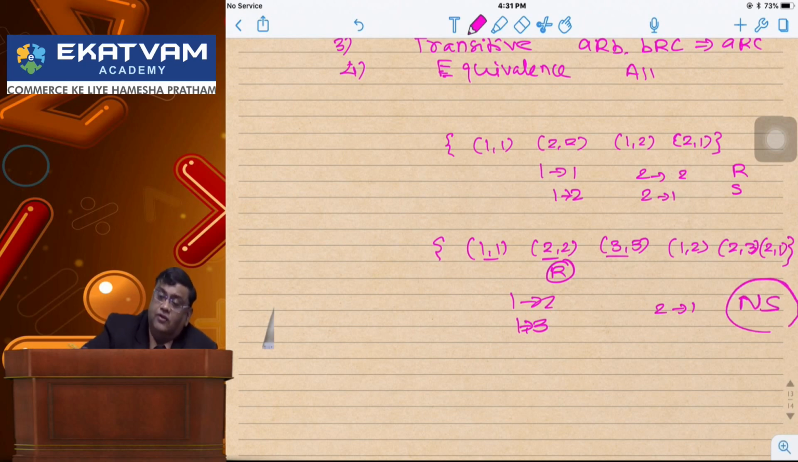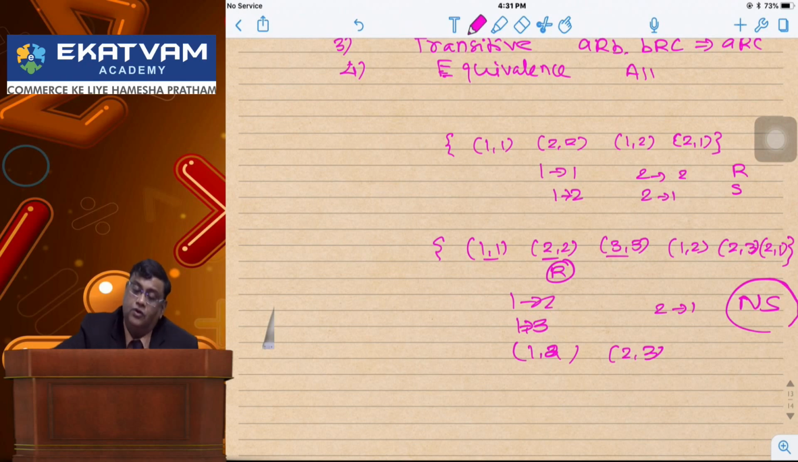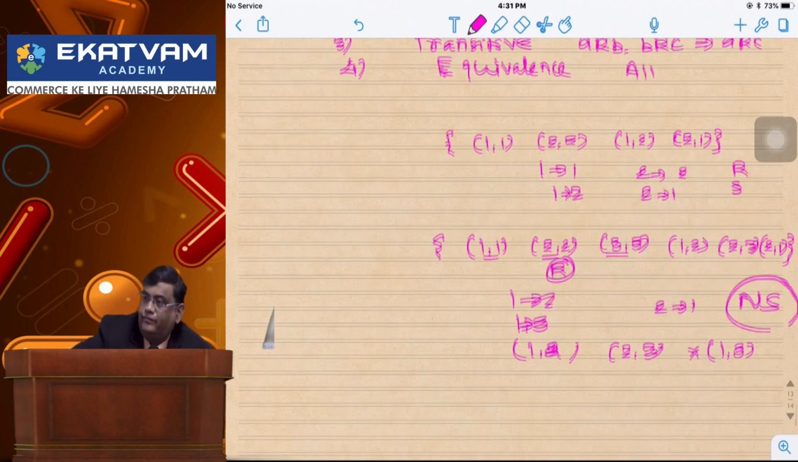So symmetric नहीं है. Transitivity का भी सवाल ही नहीं है, क्योंकि ऐसे पेयर ही नहीं है इसमें. (1,2), (2,2), (2,3) है, लेकिन (1,3) नहीं है. (1,3) is not there. So this is not transitive at all.